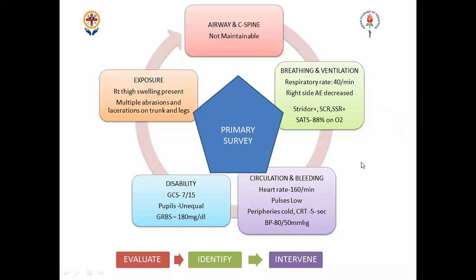So how do you want to intervene now? First coming to airway. Intubate the child, sir, because it is not maintainable. Okay, good. So what are the precautions you want to take while intubating this child? C-spine stabilization. How do we want to do C-spine stabilization during intubation? The next question is, can we intubate a child with a neck collar?